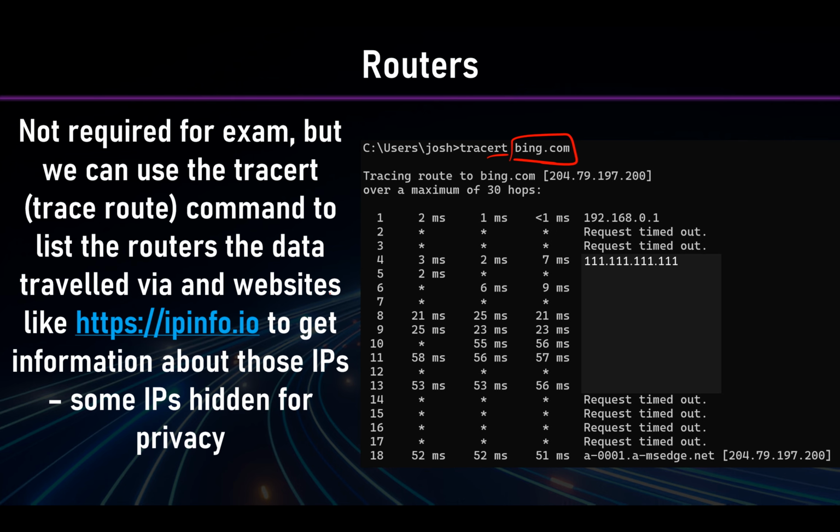What this is going to show us is all of the routers, or all of the devices, that the packets travel through before they got to their final destination. For me, I've just hidden some of these IPs for privacy reasons. If we actually think about it, it's probably going to show us in a minute.